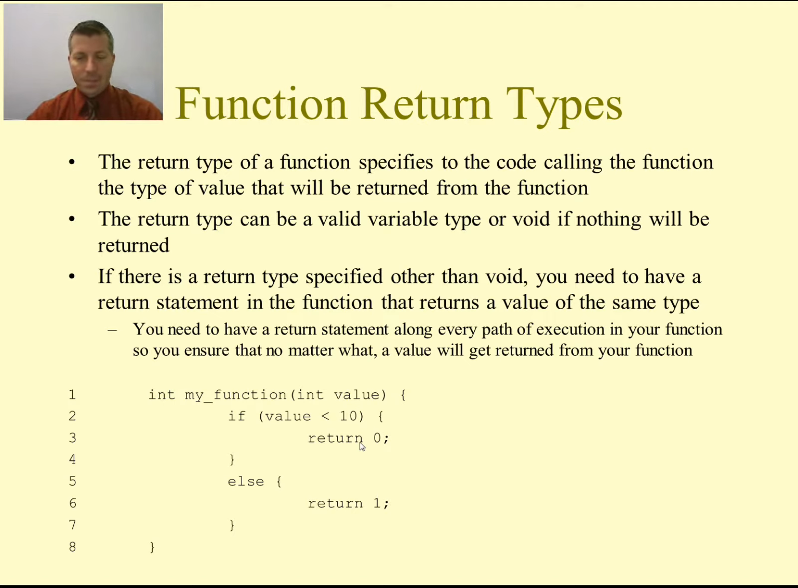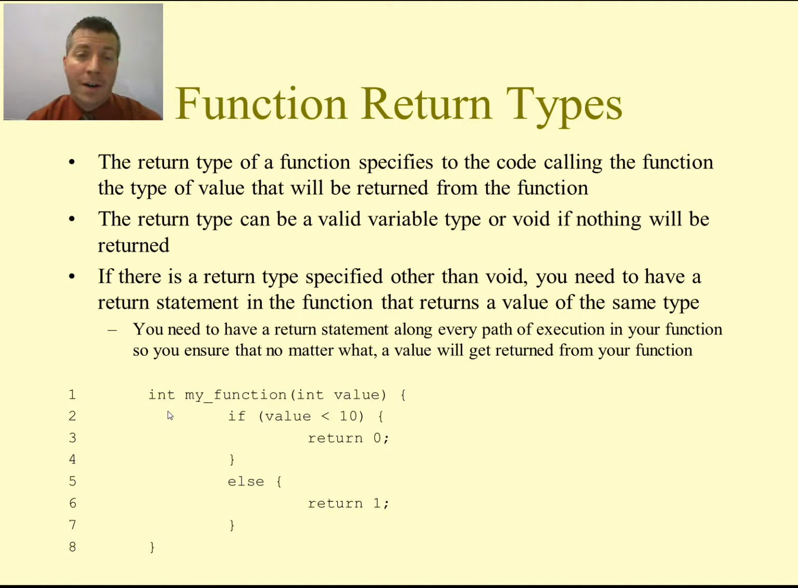You need to make sure that if you have a return type of int specified for your function, you are going to return an integer value as well. In this case, you see I'm returning a 0 or a 1. Those are both integer values, so I have abided by this contract that I provided to the compiler saying I am going to return an integer to you.